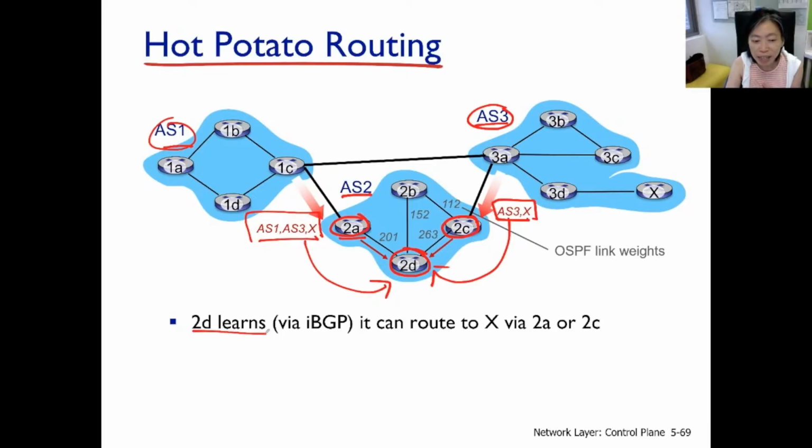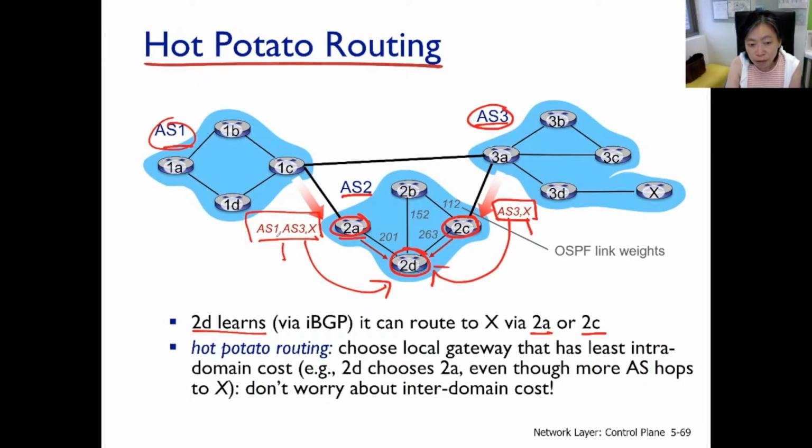So 2D in the end learns there's one AS path through next hop 2A, this guy. There's another AS path through 2C, this one. Okay, assuming that we abandon the shortest AS path phase, go straight to the closest next hop router phase. Then we'll do this. For this path, next hop router is 2A. For this path, next hop router is 2C. 2D here will consult the intra-AS routing again to find out is 2A closer or 2C being closer.